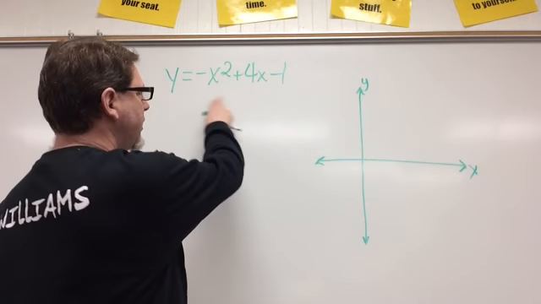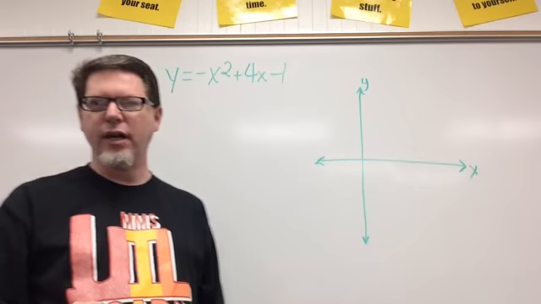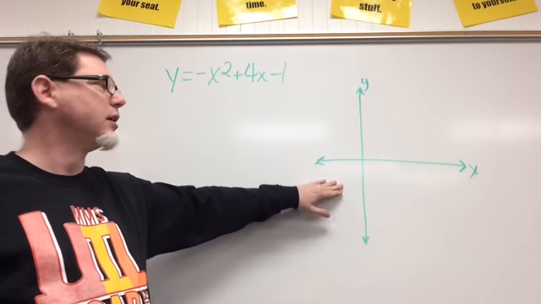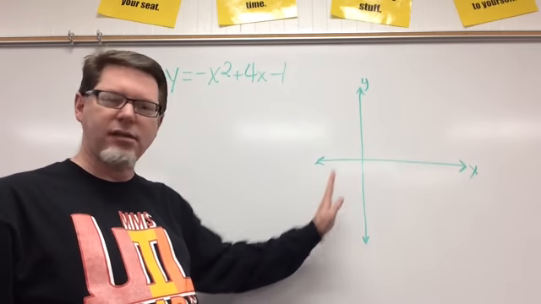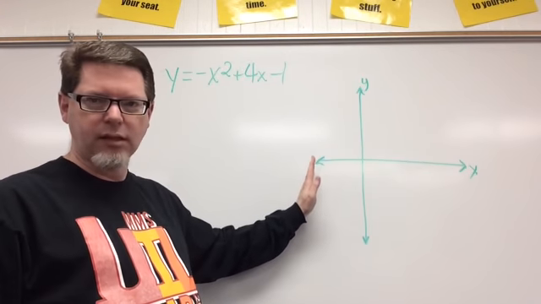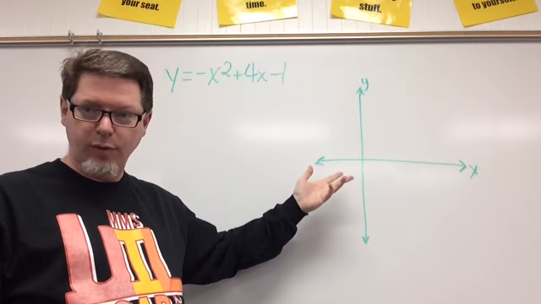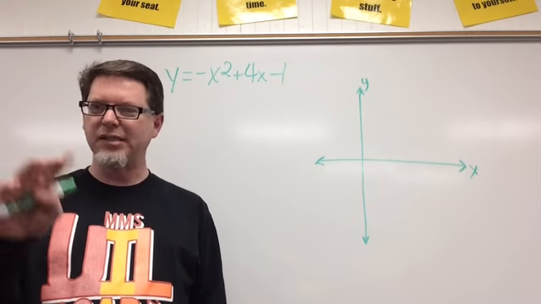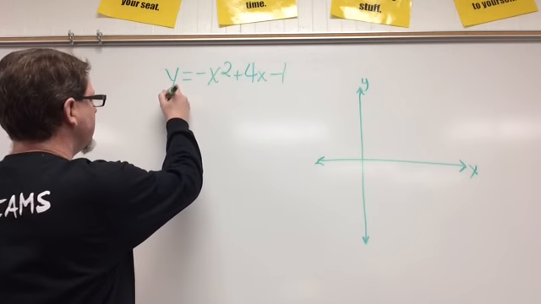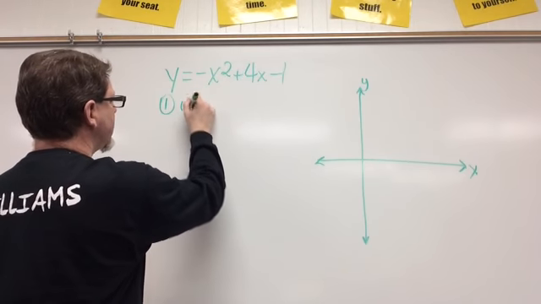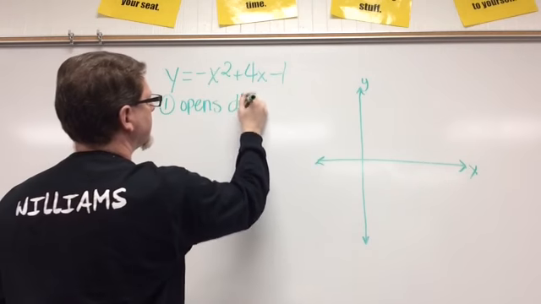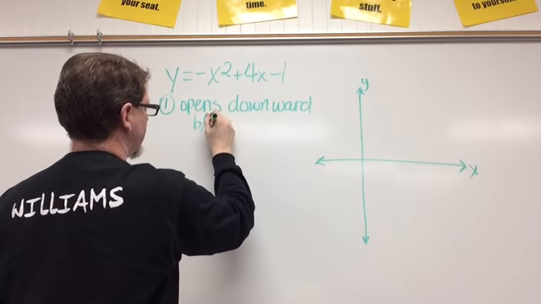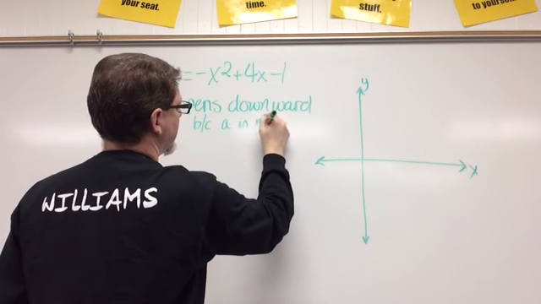So here's the problem that we're going to use as an example. It's y equals negative x squared plus 4x minus 1. Now I have my simple coordinate plane here. I've got my x-axis and my y-axis. Notice that my y-axis is pretty far off center for a purpose, and you'll see what that purpose is in just a second. We're going to look at 6 different things from this equation. First of all, number 1, we know that this opens downward because a is negative.